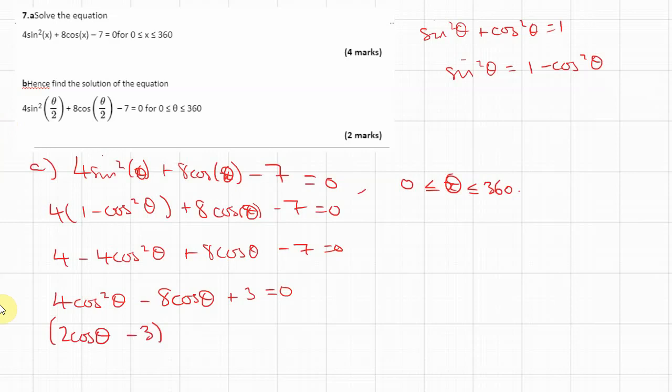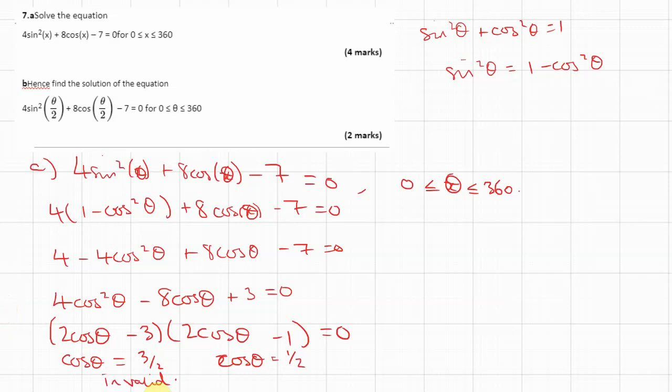2 cos θ subtract 3, 2 cos θ subtract 1, equals 0. So then I've got cos θ equals 3 over 2, and cos θ equals 1/2. This is actually invalid. If you try and inverse that, it's not going to work. Cos goes between 1 and -1, so we don't get any solution from this. However, we get a solution of 60 for this.